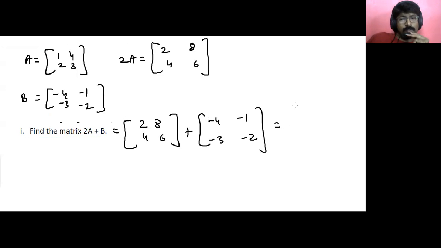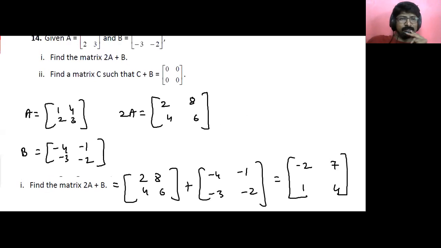So what is going to happen? 2 minus 4, minus 2. 8 minus 1, 7. 4 minus 3, 1. 6 minus 2. Now you will say, oh sir, you are supposed to do addition, so why are we subtracting? Because the number is negative. So we have to subtract, isn't it? 6 minus 2, 4. And that's it. We are done, and we are going to get the 1 mark for this, isn't it?